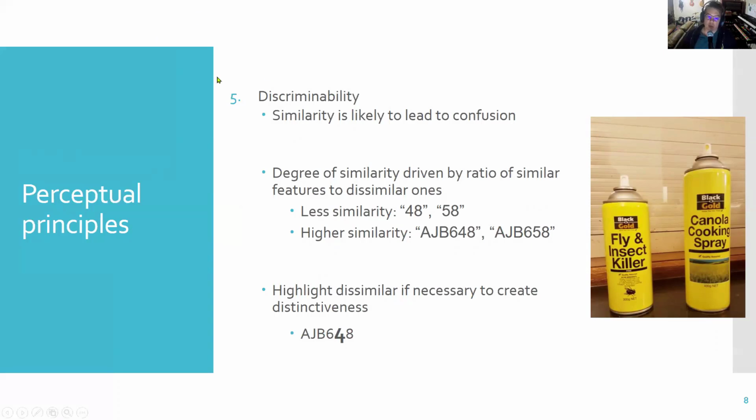So one of the ways you can quantify that is to look at the ratio of similar items to dissimilar items. Okay, so if I have a string of characters 48 and 58, one of these numbers is the same number, one is different, so you'd say, I don't know, it's 50% similarity. But if you look at this one, AJB648, AJB658, only one number is different. Otherwise, we have 6 or 5 similar ones. So we have a 5-to-1 ratio. So much higher similarity there.